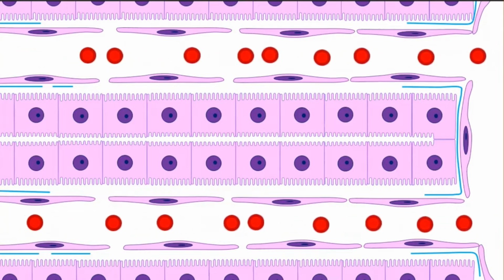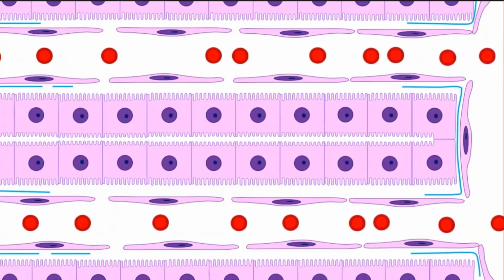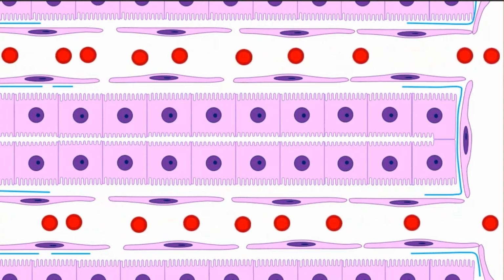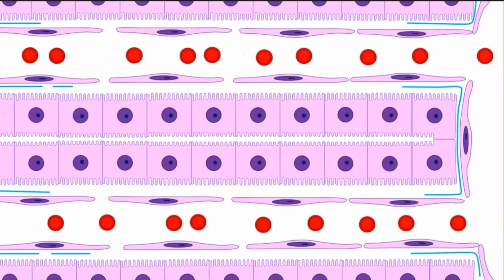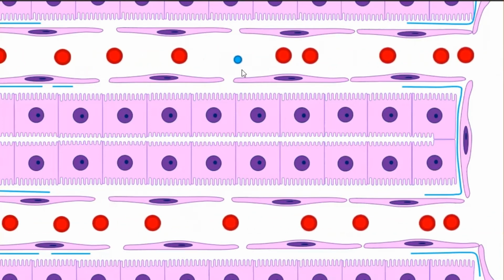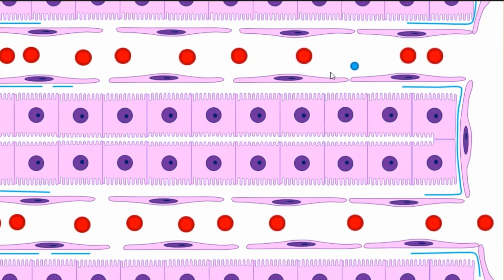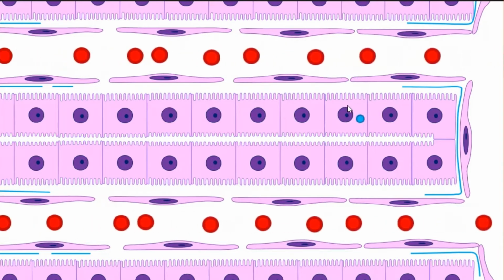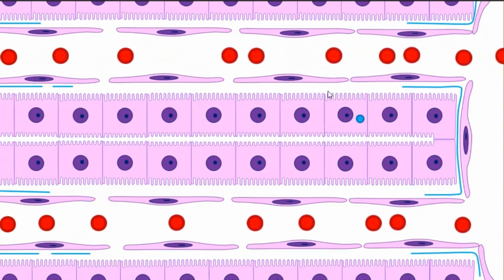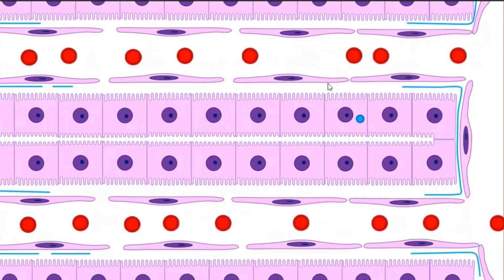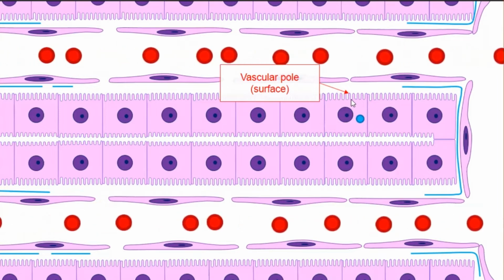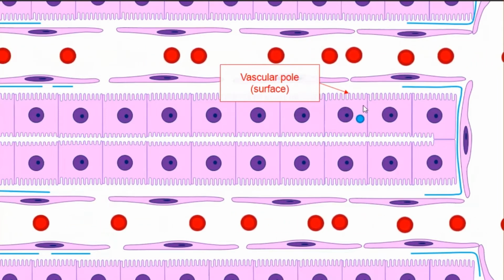And this blood may contain different harmful substances, or different metabolites, or different drugs, and something comes here to the liver, some substance goes to the space of Disse, it passes through the endothelium, goes to the space of Disse, and goes to the hepatocyte. And this surface of the hepatocyte, which is oriented to the blood vessel, is called the vascular pole or vascular surface of the hepatocyte. It's located near the vessel.